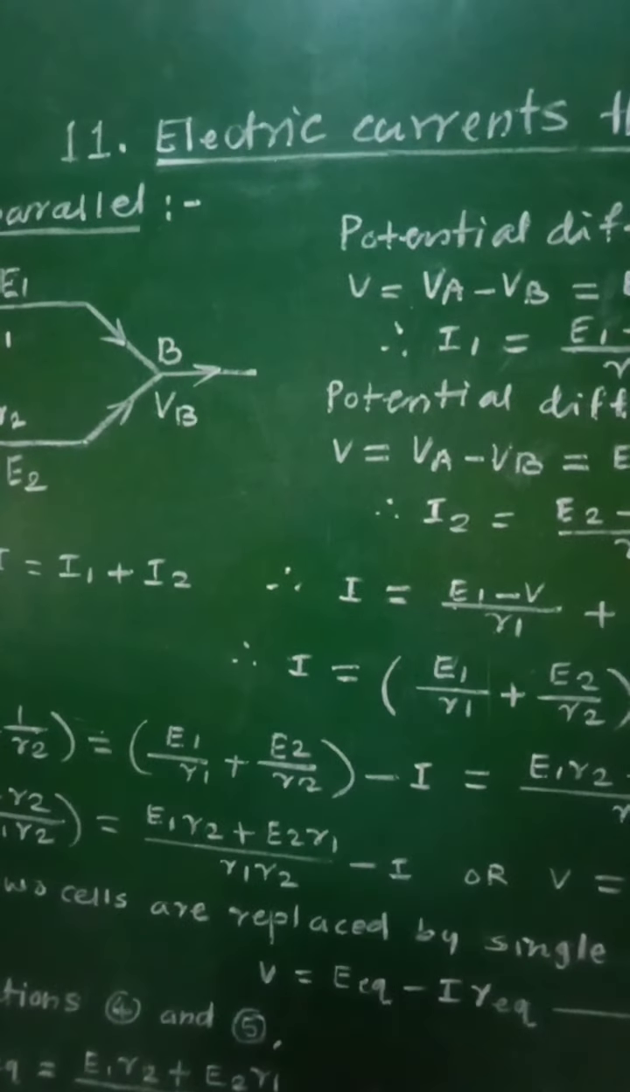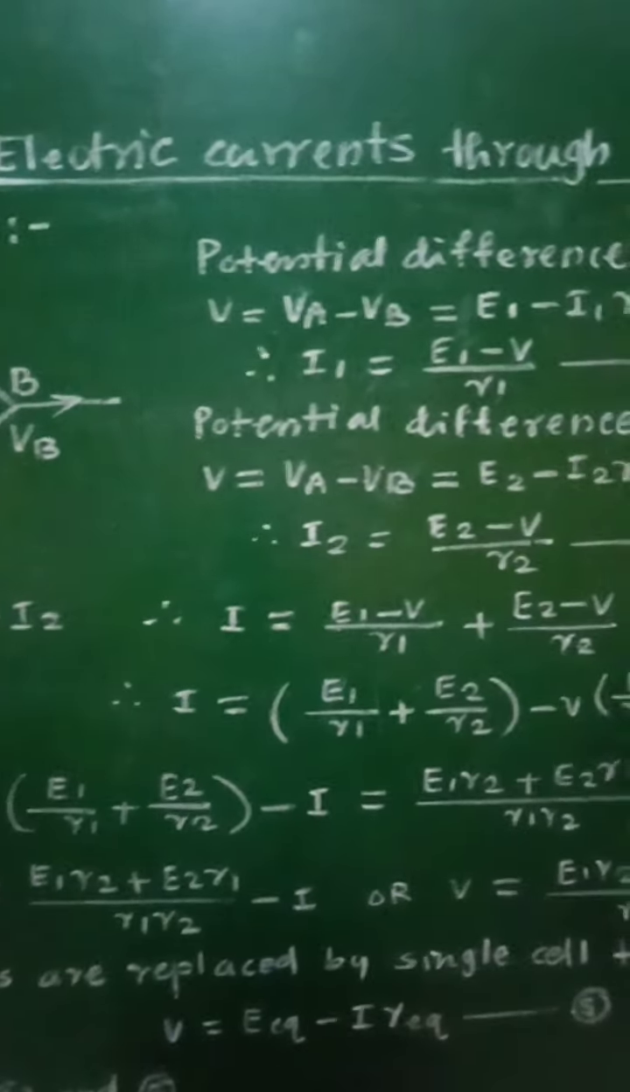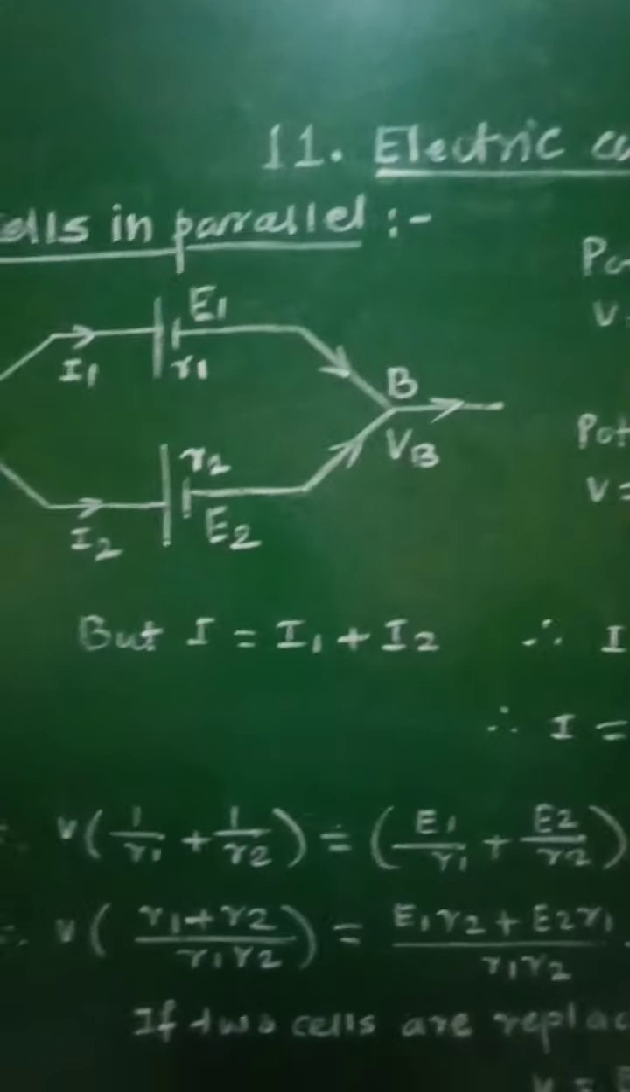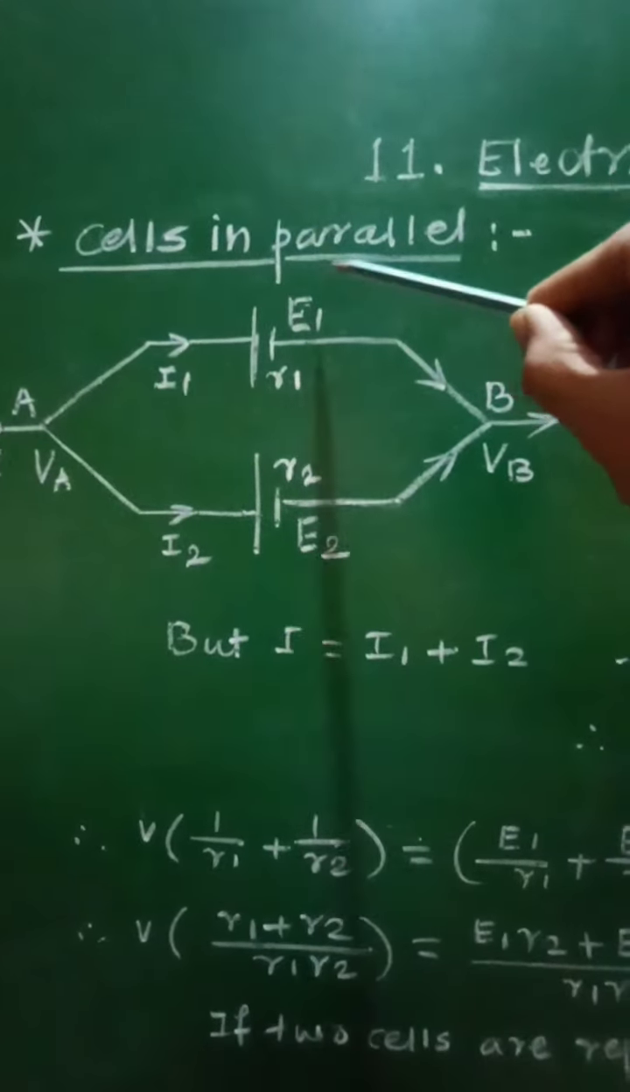Class 11th, subject physics, 11th chapter, electric currents through conductors. From the chapter, let us see cells in parallel.